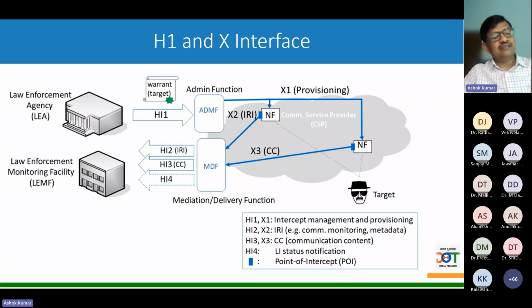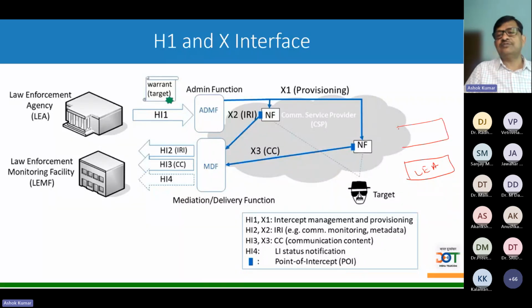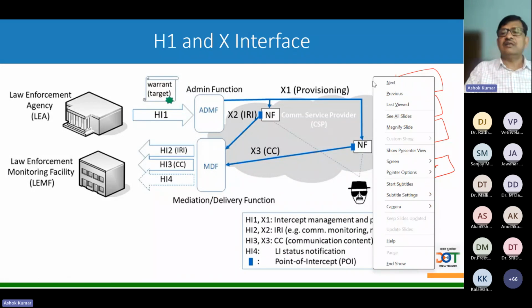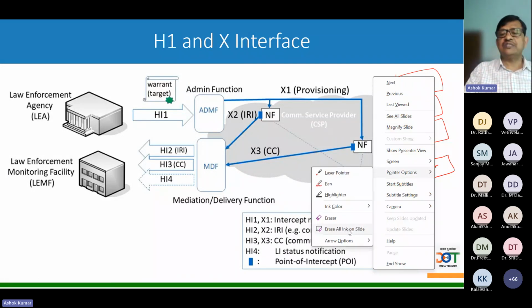Okay, now let's look at interface. So if you recall, in a summarized way, you had the LEA domain, right? And then you had some sort of mediation related domain and also the provisioning admin domain. And then you had POIs or network functions. So let's look at the different interfaces around all these and their nomenclature.